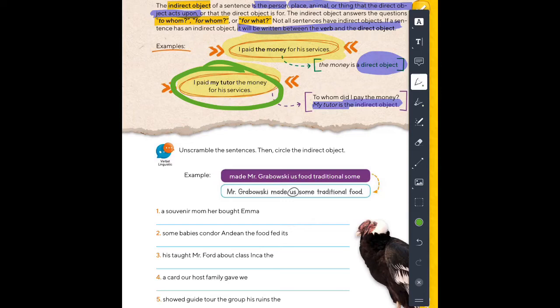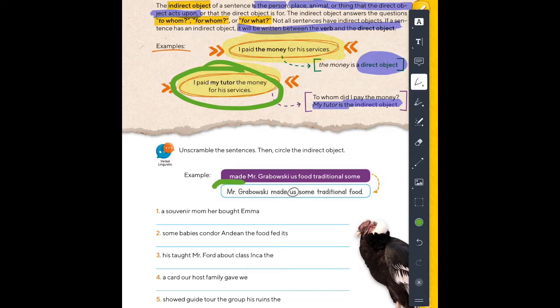And we have the example, I paid my tutor the money for his services. We are giving more details, okay? Now, unscramble the sentences, then circle the indirect object. Example: made Mr. Grabowski as food traditional some.